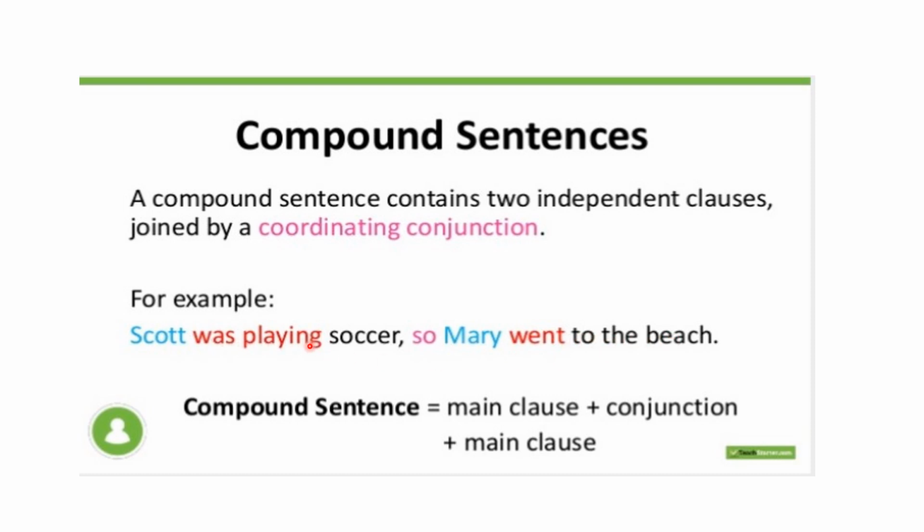So you see two main clauses, Scott was playing soccer and Mary went to the beach, joined by the coordinating conjunction so. Therefore, this sentence, Scott was playing soccer, so Mary went to the beach, is a compound sentence. Compound sentence equals main clause plus coordinating conjunction plus again the main clause, or the independent clause plus the coordinating conjunction and again the independent clause.